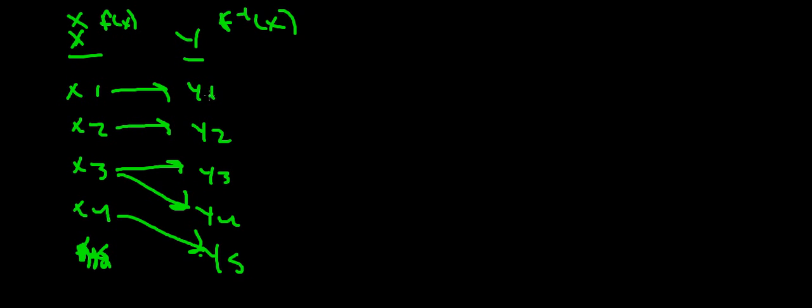Well, let's go through the y. We have 1 to 1, 1 to 1, y3 goes to x3, so that's 1 to 1, y4 goes to x3, so that's 1 to 1, and y5 goes to x4. So this is 1 to 1. So the inverse of this is a function, while the original x to y relationship is not a function. The inverse of that relationship would be a function.